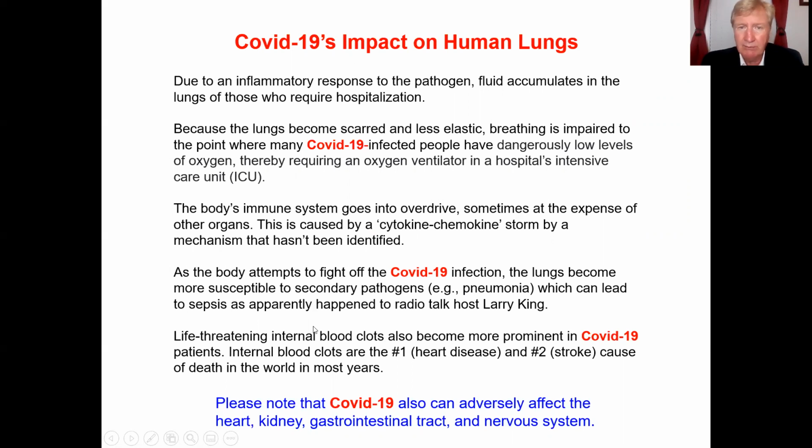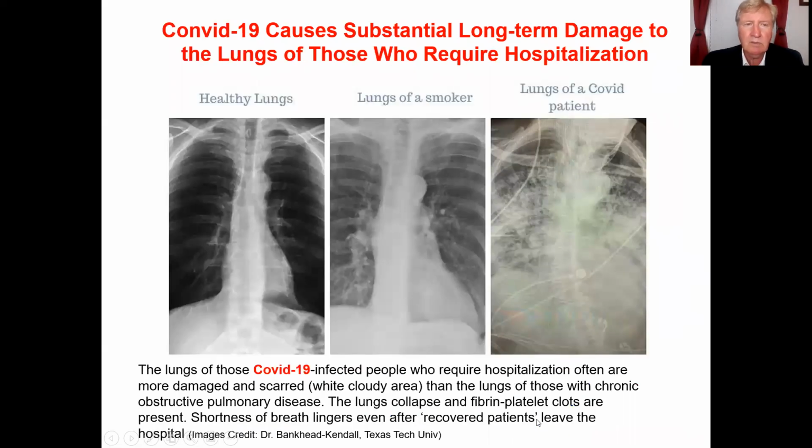Another big problem in the lungs is that you develop these life-threatening blood clots, and you do not want to get a blood clot. Blood clots are the number 1 and number 2 cause of death in the world in most years, leading to heart disease and stroke. So this is the lung, but please note that COVID-19 can also adversely affect the heart, the kidney, the gastrointestinal tract, and the nervous system.